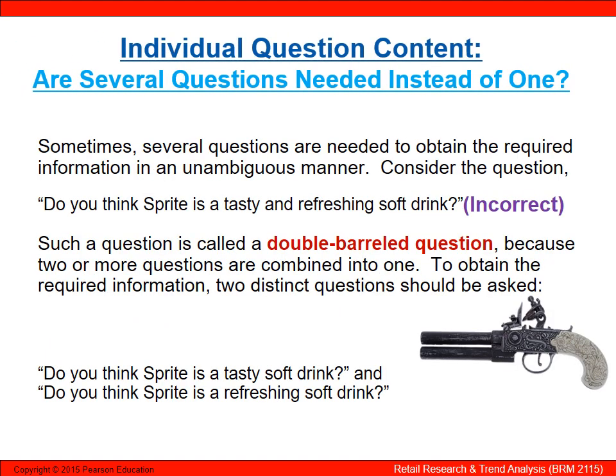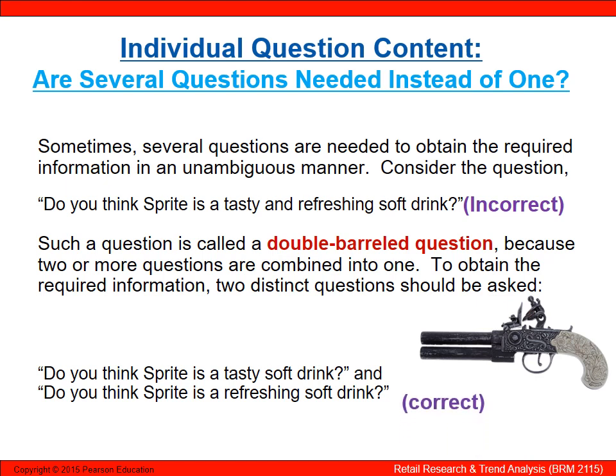Are several questions needed instead of one? Once we've ascertained that a question is necessary, we must make sure that it is sufficient to get the desired information. Sometimes, several questions are needed to obtain the required information in an unambiguous manner. Consider the following question. Do you think Sprite is a tasty and refreshing soft drink? A yes answer will presumably be clear, but what if the answer is no?